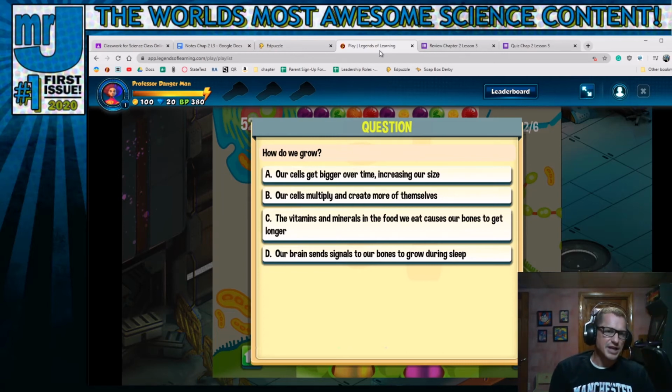This question says, how do we grow? A, our cells get bigger over time, increasing our size. B, our cells multiply and create more of themselves. C, the vitamins and minerals in the food we eat cause our bones to get longer. Or D, our brain sends signals to our bones to grow during sleep. Well, this goes back all the way to lesson 1 about the cell theory that cells come from pre-existing cells. Remember, our cells don't get bigger, we just get more of them. So the answer is B, our cells multiply and create more of themselves.